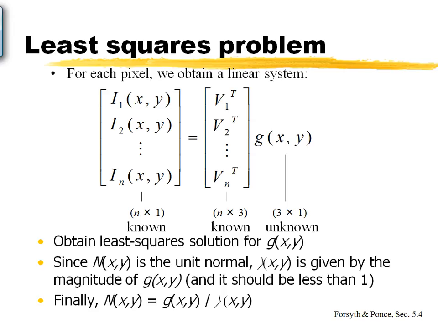Now, once we get G, we can get N out of this. Basically, I know that G is a combination of two vectors, N and the albedo. But N is a unit normal, and the albedo should be rho. Albedo is nothing but the magnitude of G. So finally, I end up with N being G divided by albedo.